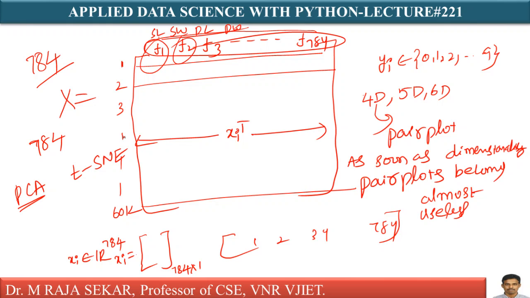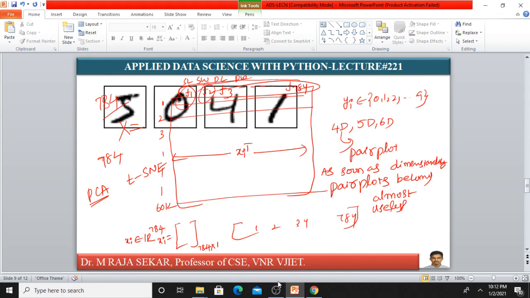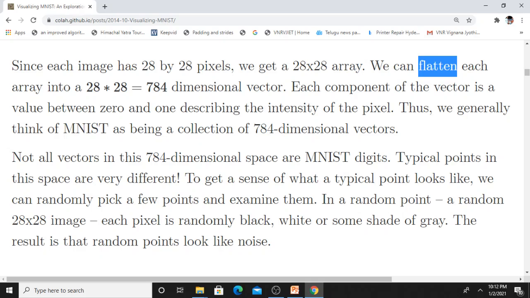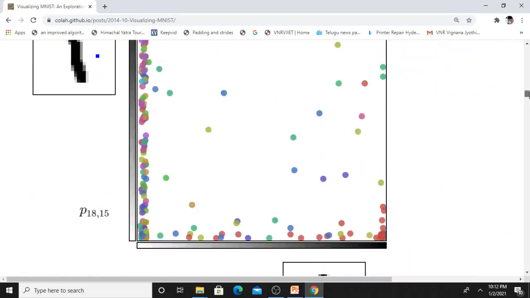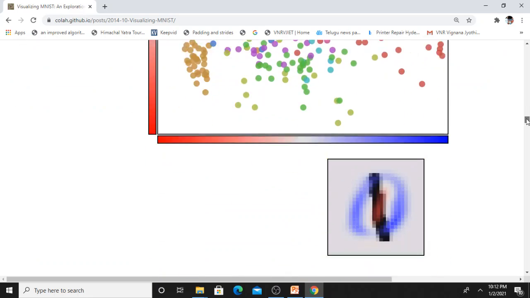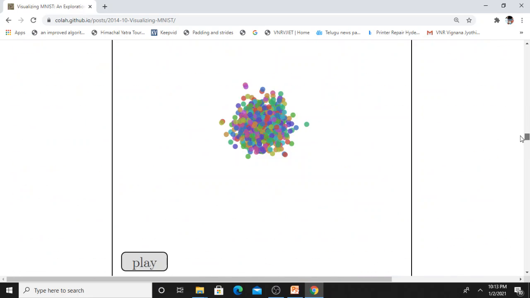Let me go to this Olah's blog. As I told you, this is a wonderful blog which explains dimensionality reduction in a simple and straightforward manner. Just see this particular output. Each of these is a point. These are the digits 0 to 9.